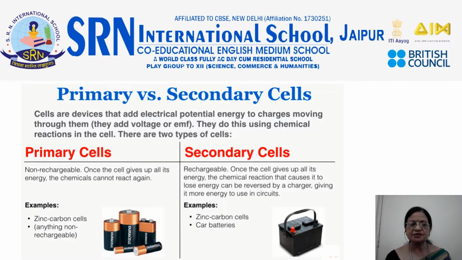In the case of primary cells, once the cells start using their energy and give out all the electrical energy, they cannot react again, and thus the cells are dead. Whereas in the case of secondary cells, once the cell gives up all its energy, the chemical reaction can be reversed by using a charger, and in this way it can be recharged and used again. Examples of primary cells are zinc carbon cells, Leclanche cells, dry cells, mercury cells, button cells, and secondary cells are like car batteries, fuel cell, etc.